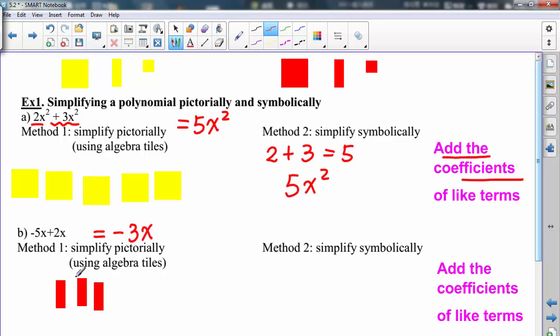Since they are like terms, I also can simplify this polynomial symbolically by adding the coefficients. The coefficient of the first term is negative 5. The coefficient of the second term is positive 2. Negative 5 plus 2 is negative 3. The answer, I put on -3, then copy the variable x with its exponent 1. But the 1 can be invisible, so we can ignore the exponent 1.